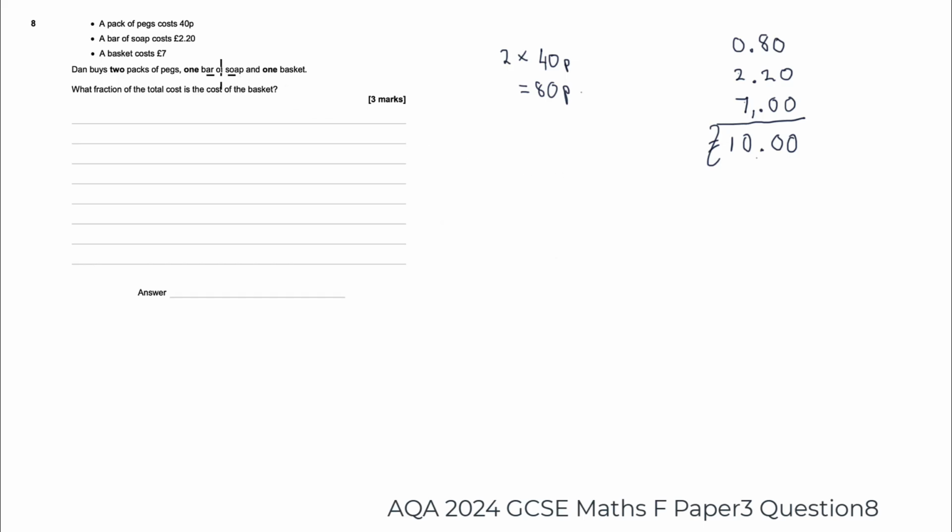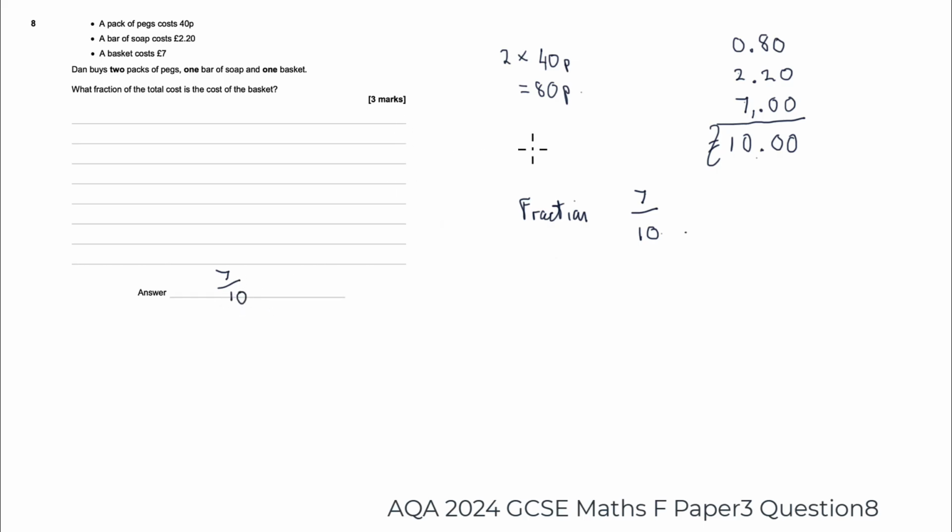Now, we're asked what fraction of that total is the basket. So the basket is £7 compared with the £10 total. So the fraction would be 7/10. So let's write that in.